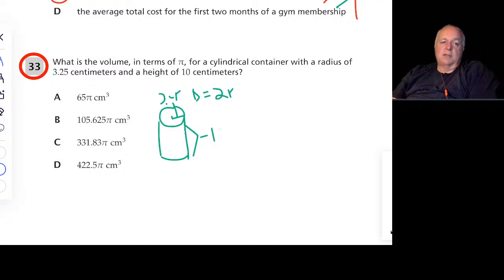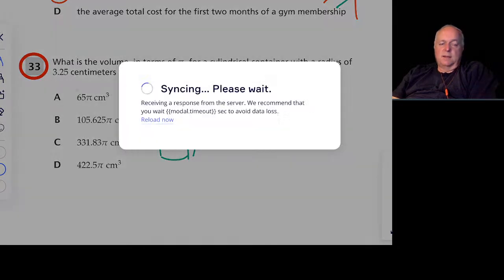Just like checking your X and Y graph and your legends and all this stuff, always check to see whether you have to do a conversion or not. Okay. Wait one second. The software's syncing.